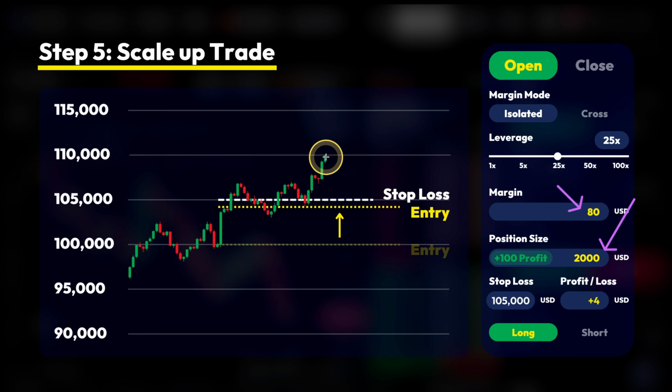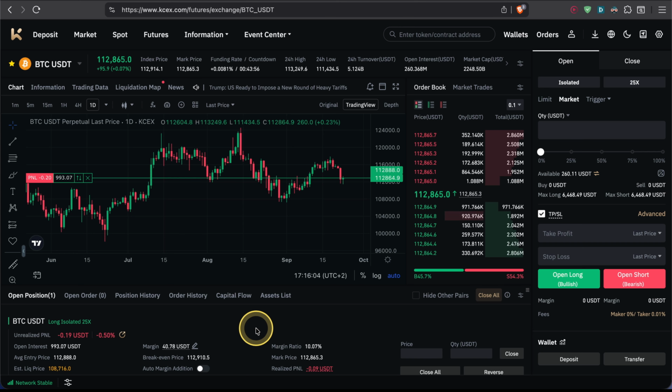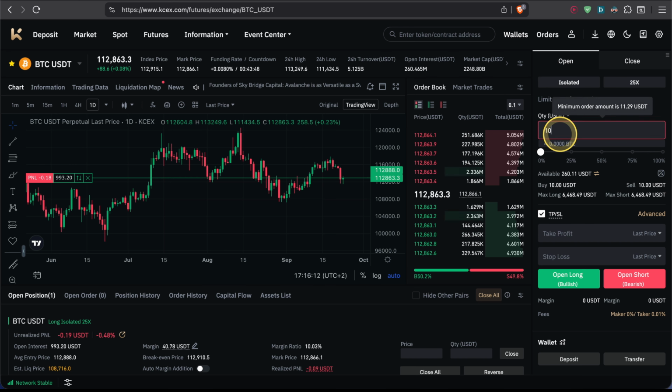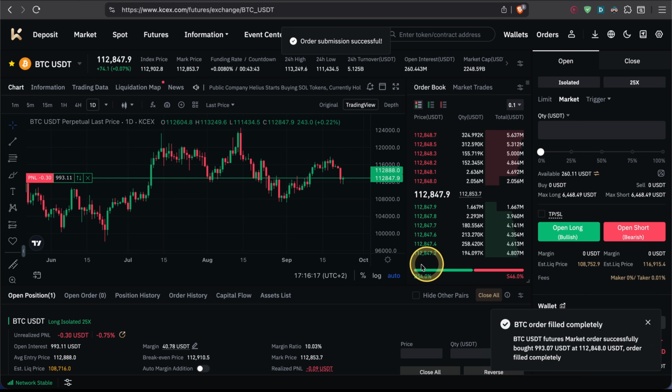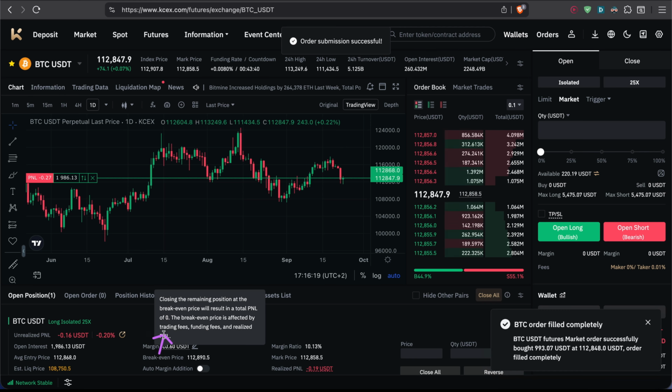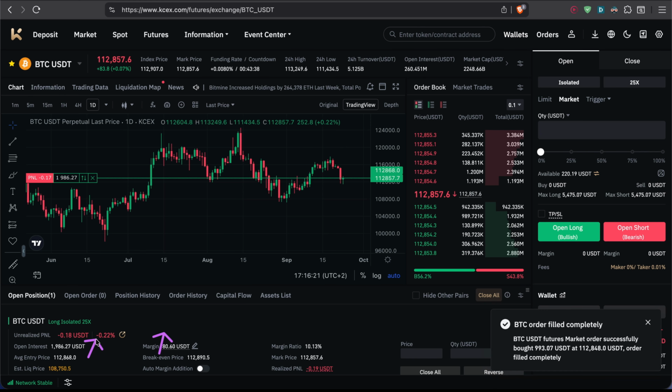That means from now on, if the price goes down, we still don't make any loss, but if the price continues to go into the right direction, we make double the profit from this point on. To increase the position size of an opened trade on KCEX, simply go here to the right top as if you would open a new trade. I'm simply going to type in here, I want to add another $1,000 and then just click on open long. And then you will see we've now doubled our margin to $80 and the position size to $2,000.